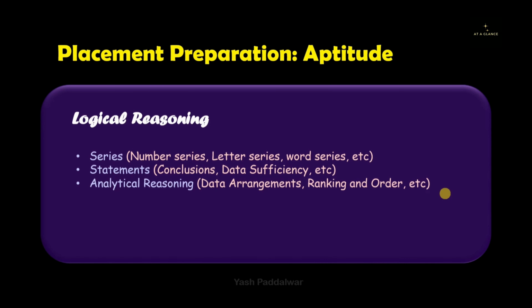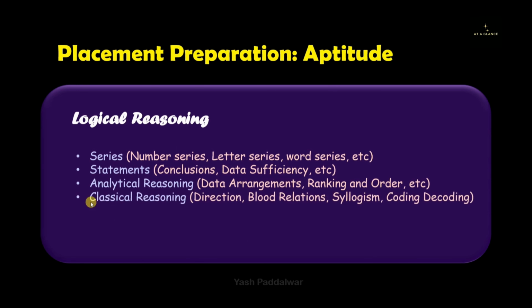The next topic is classical reasoning. Under this classical reasoning, certain topics like direction, blood relations, syllogism and coding and decoding kinds of questions will be asked. So direction-based questions, for example, if two persons A and B are facing each other, A is facing north, then what will be the direction to which B is facing? Now this is a very simple question, this will not be asked, but certain kinds of questions with some complexity added to it will be asked.